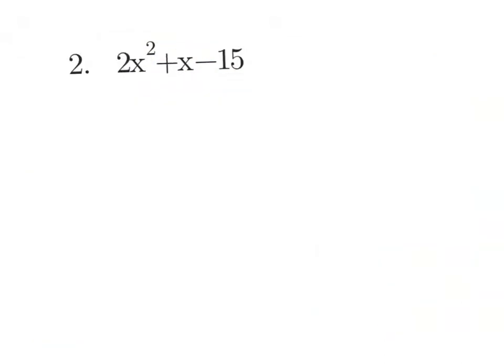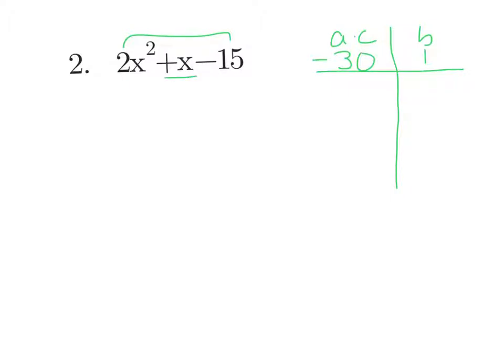So I'm going to draw my table. Remember this is A times C and this is B. So 2 times negative 15 is negative 30. Oh, we got negative 30 again. And then my B term is 1. Now again, I have a negative, so I need to multiply a negative and a positive. So again, I always start with 1. Even though I know it's just easier, you don't skip anything. Negative 2 and 15 gives me 13.